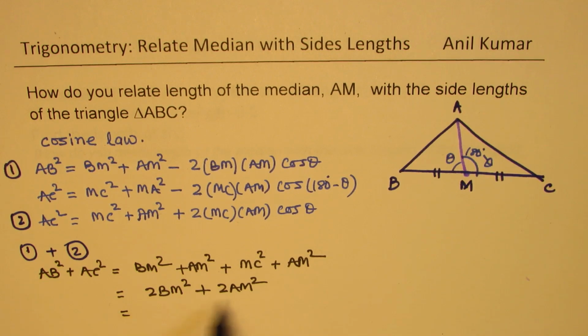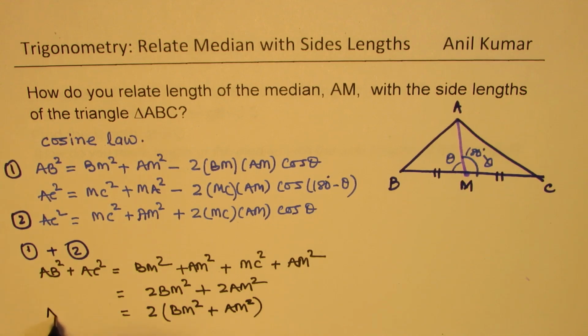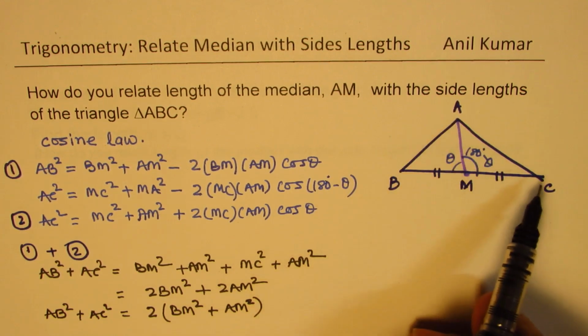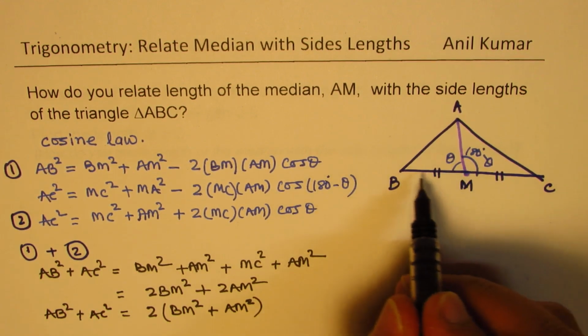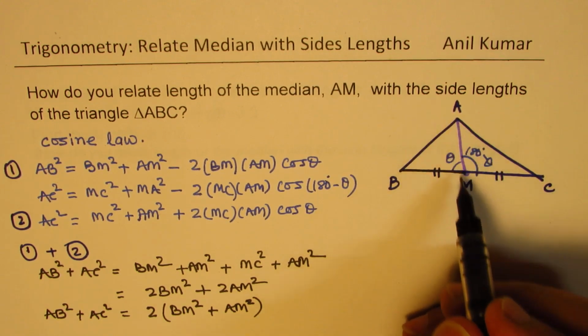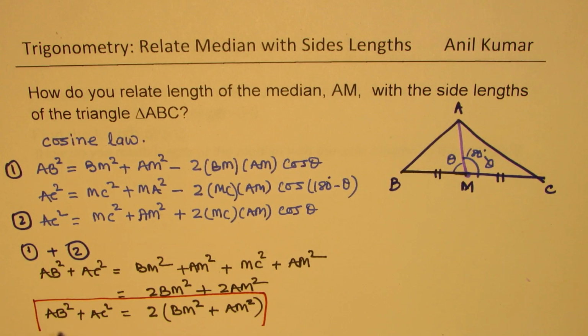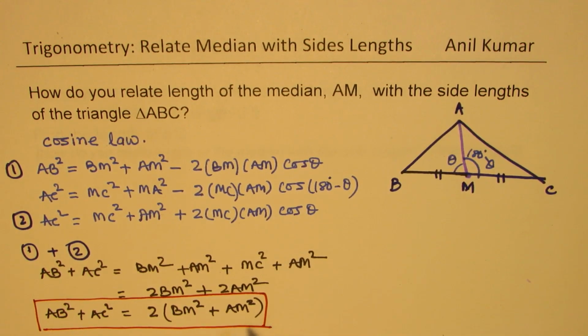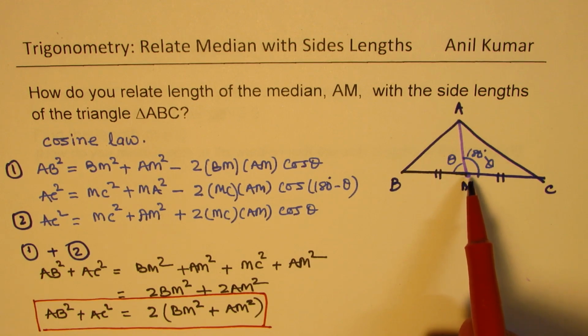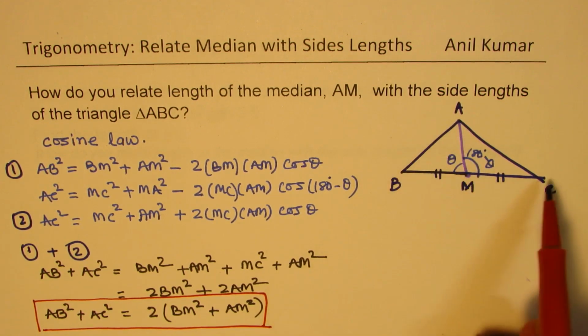We could also write it like this. This is also an important formula to remember. 2 is common. So we get one formula of the form: AB square plus AC square is twice one of the sides square plus AM square. Do you see that? That's a very interesting formula. We can use this formula to relate AM, which is the median length, with the sides of the triangle, correct?